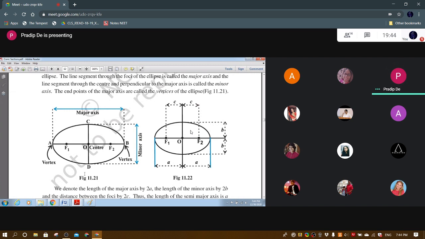All right. The length of AB, the major axis, is taken as 2a. So what is a? Small a. OA or OB, this length is considered small a. And therefore the length of AB is 2a. Similarly, OC or OD are taken as small b. Look at this diagram. And so the length of the minor axis is 2b. So length of major axis 2a, length of minor axis 2b.